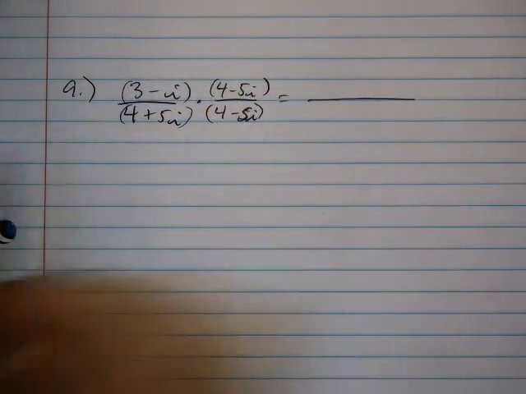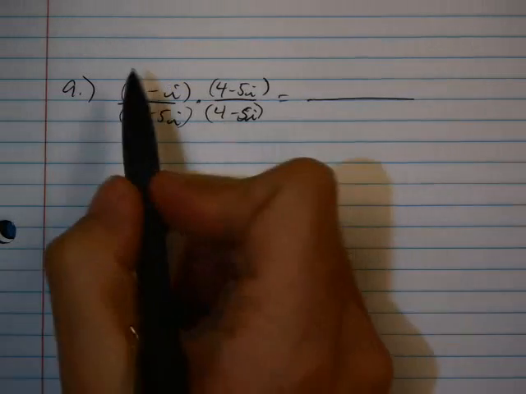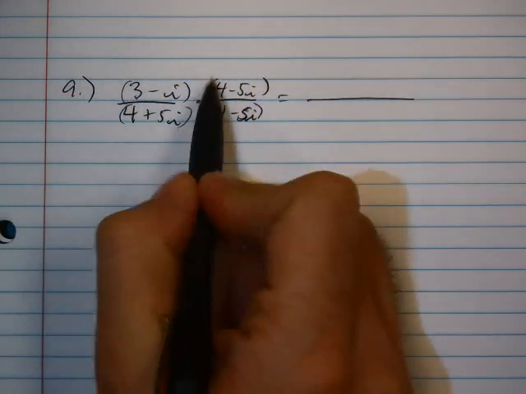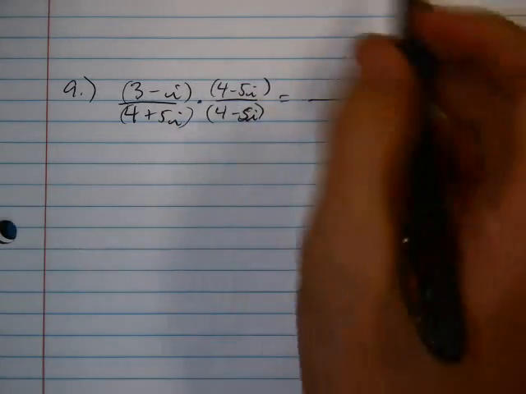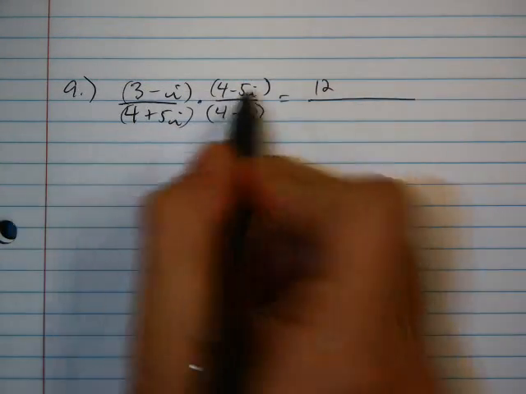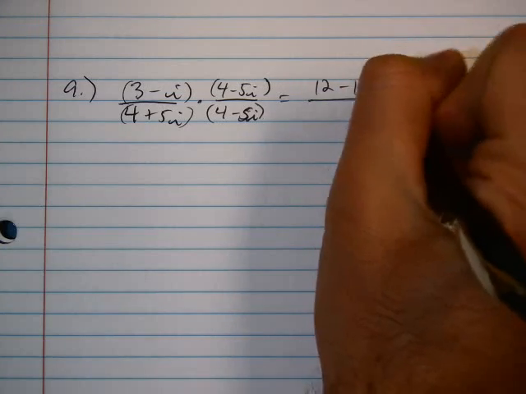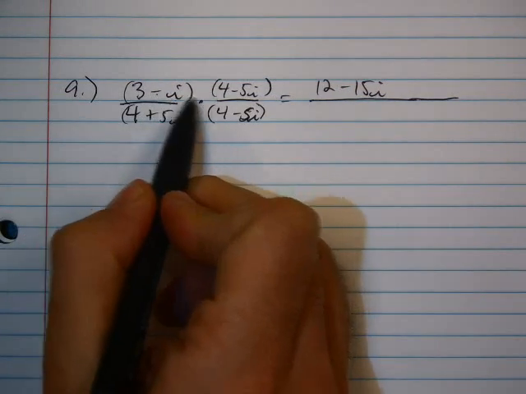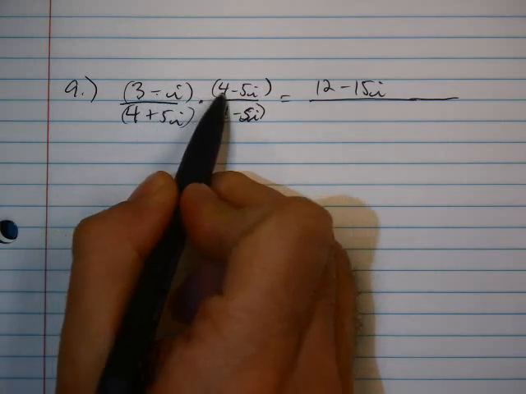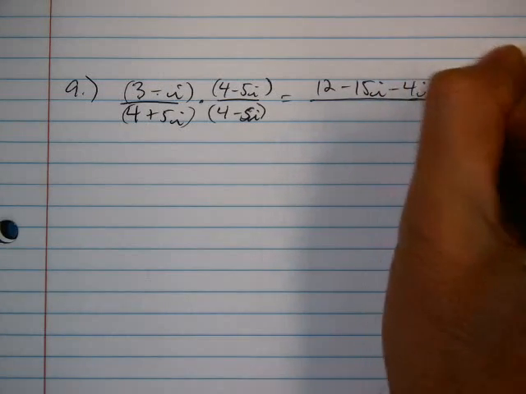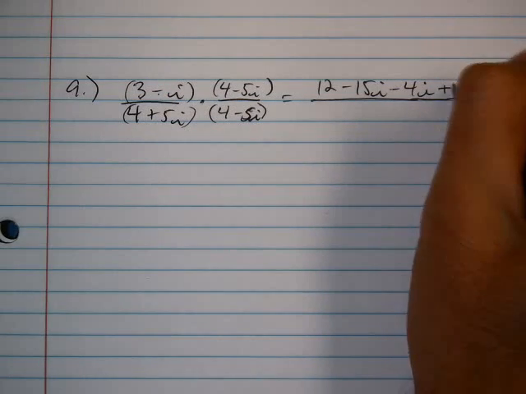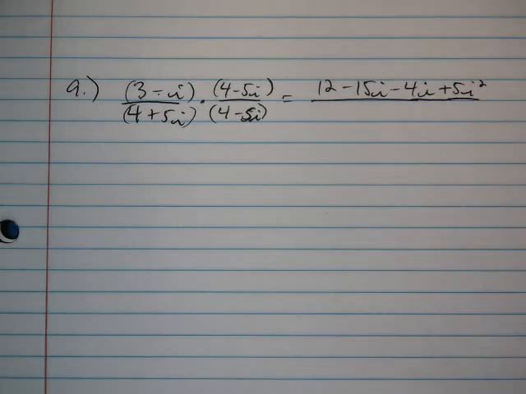this becomes like your FOIL problem or your box. If you're foiling, you're taking 3 and distributing through both of these. So I'm going to go ahead and show it that way. 3 times 4 is 12. 3 times negative 5i is negative 15i. And then distributing negative i through that, negative i times 4 is minus 4i. Then negative i times negative 5i is positive 5i squared.